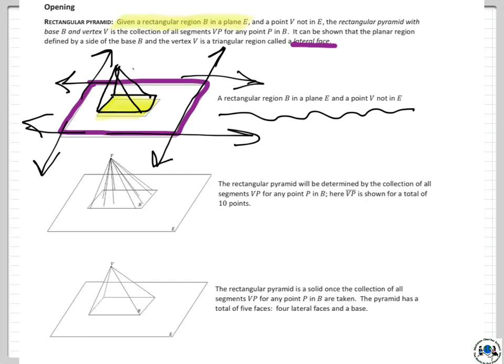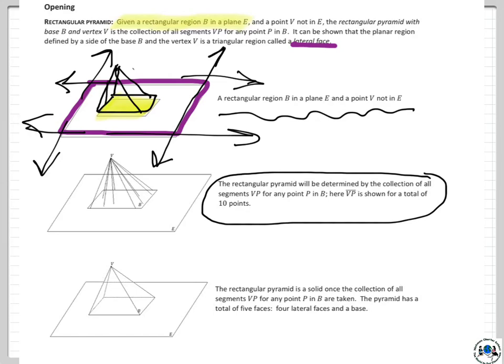The rectangular pyramid will be determined by the collection of all segments VP for any point P in B. VP is shown for a total of 10 points in this case. We could just keep drawing different points, and they have to extend from V. We say P, but P is just any point. We haven't designated a specific point. They're not only around the outside, but also in here as well, in that rectangular region B.